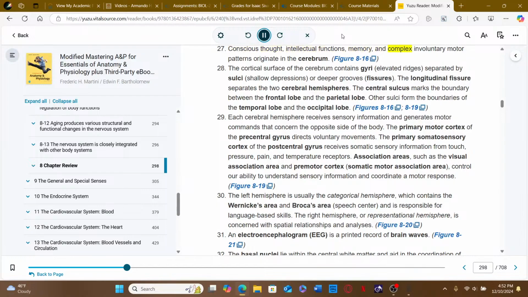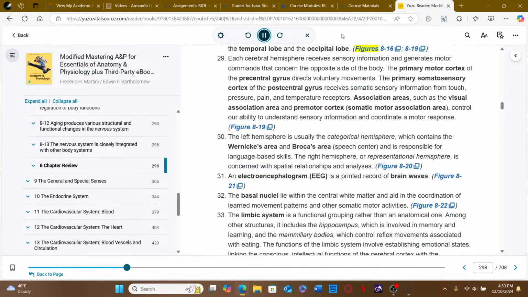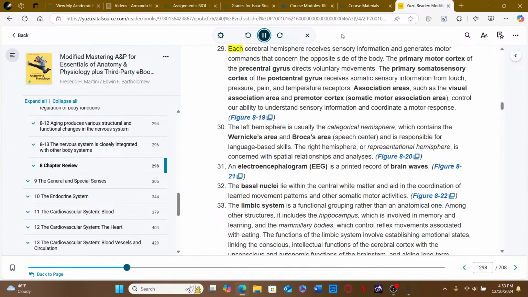Conscious thought, intellectual functions, memory, and complex involuntary motor patterns originate in the cerebrum. Figure 8-16. The cortical surface of the cerebrum contains gyri, elevated ridges, separated by sulci, shallow depressions, or deeper grooves, fissures. The longitudinal fissure separates the 2 cerebral hemispheres. The central sulcus marks the boundary between the frontal lobe and the parietal lobe. Other sulci form the boundaries of the temporal lobe and the occipital lobe. Figures 8-16, 8-19.